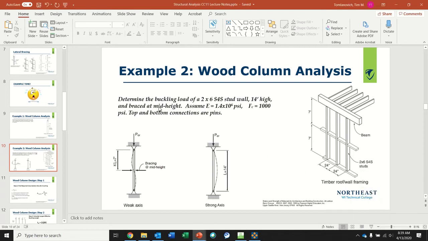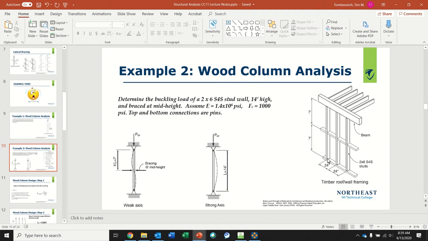So, all right. Example 2. Determine the buckling load of a 2x6 S4S, surfaced on 4 sides, stud wall 14 feet high and braced at mid-height. Assume a modulus of elasticity of 1.4 times 10 to the 6 psi, and an allowable compressive stress of 100 psi. Top and bottom connections are pins. So again, like I was saying previously, because we're just nailed to here and here, that's a pin action, so it can rotate.